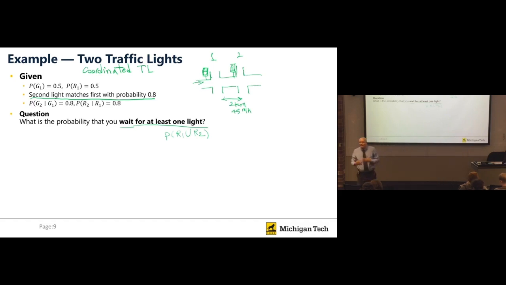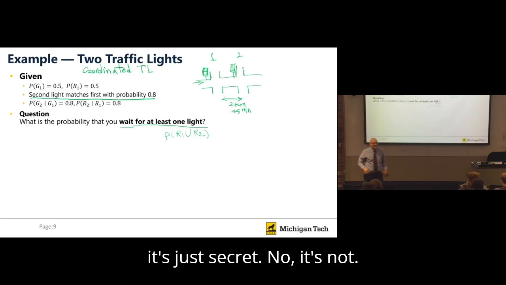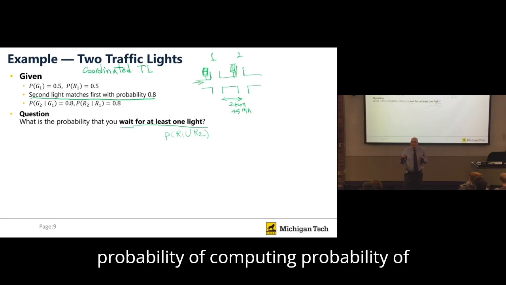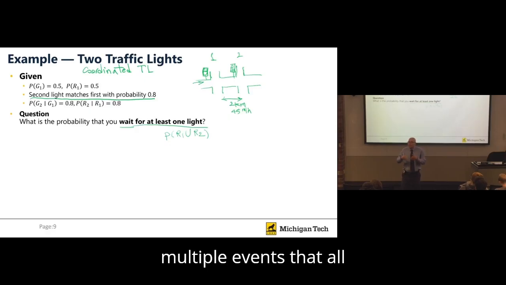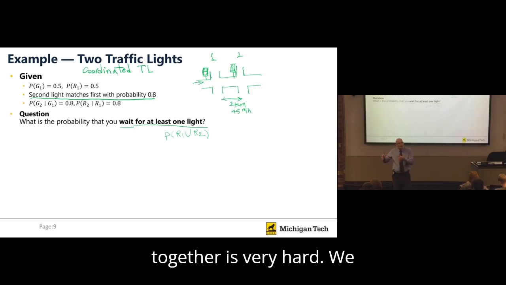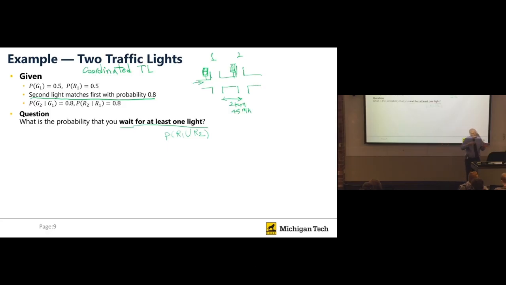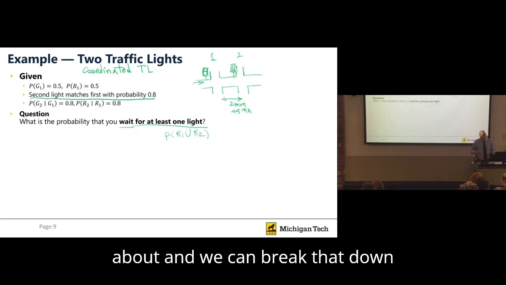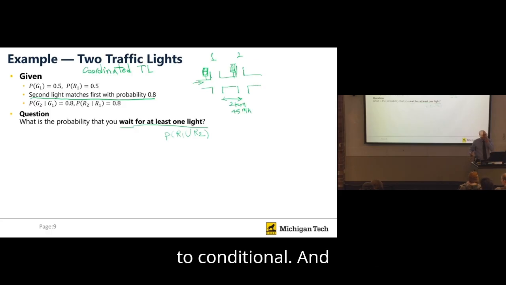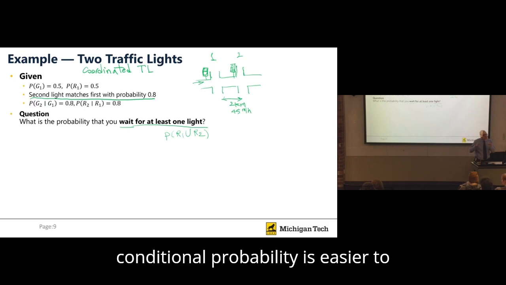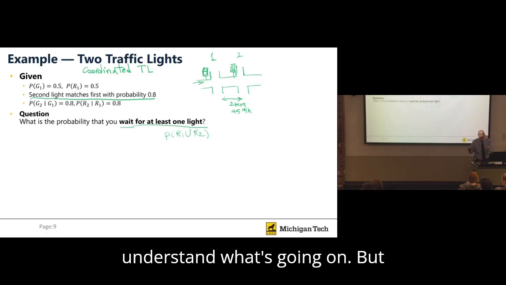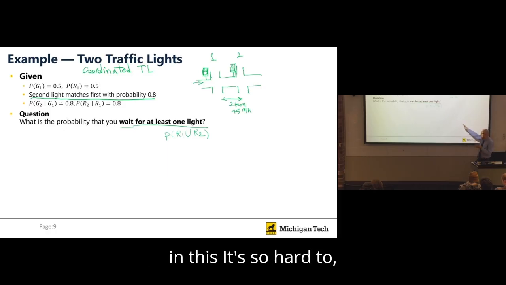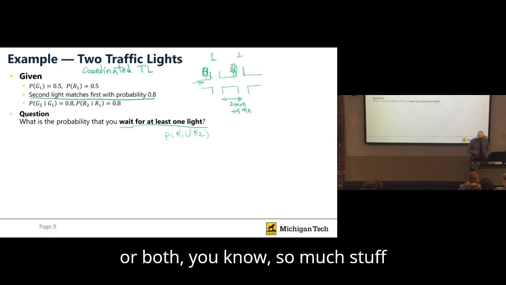Okay, but let me give you a secret. Computing the probability of multiple events together with "or" is very hard. We need to change them to "and", because we have more information about "and" and we can break that down to conditional, and conditional probability is easier to understand what's going on. But in this, it's so hard: R1 or R2 or both, so much stuff depends on this.